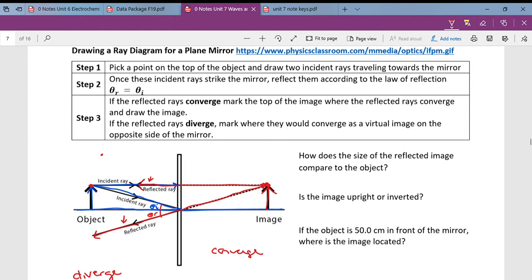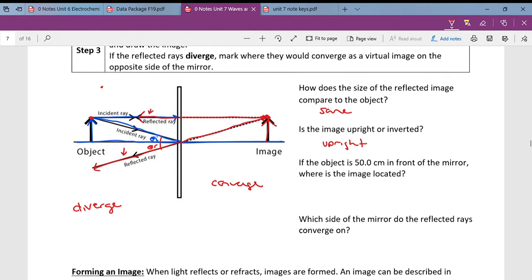What do you notice? Well, how does the size of the reflected image compare to the object? It's the same. Is the image upright or inverted? Well, it's upright. And if the object is 50 centimeters in front of the mirror, where would the image be located? It would be located 50 centimeters behind the mirror. Which side of the mirror do the reflected rays converge on? Behind the mirror. So this we're going to identify as a virtual image, but we're going to talk a little bit more about what a virtual image is.